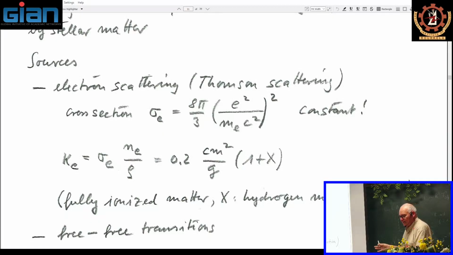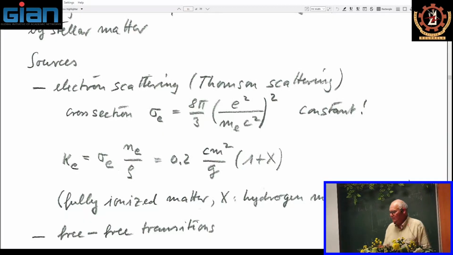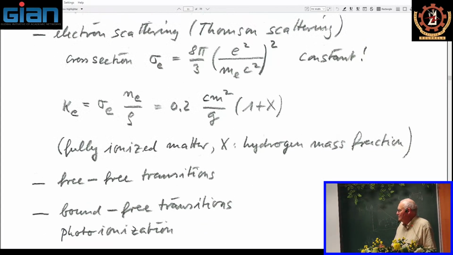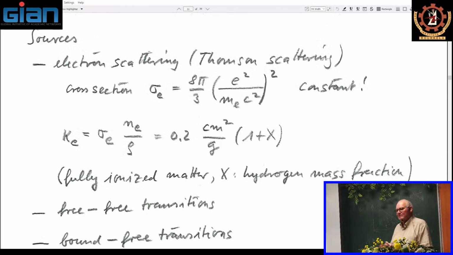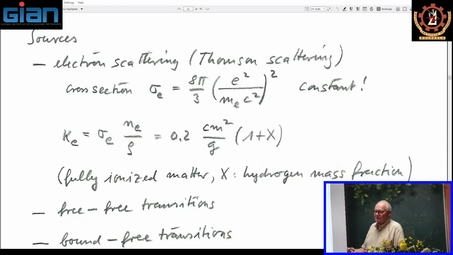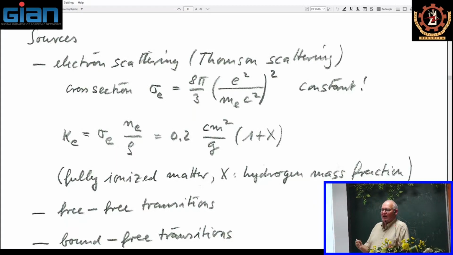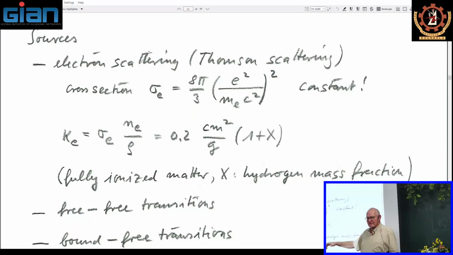Of course, once we don't have electrons, for instance, if the matter is cool and we have recombination and the electrons disappear, then this source of opacity goes away. Okay, the next is the free-free transitions. What is that? This means that an electron passes a nucleus or passes an atom, but it does not get bound. It just travels along on a hyperbolic orbit. That means it goes from a free state of an atom to a free state afterwards.